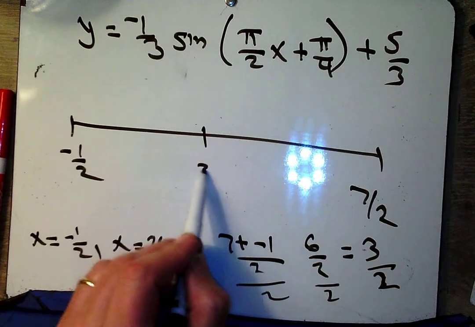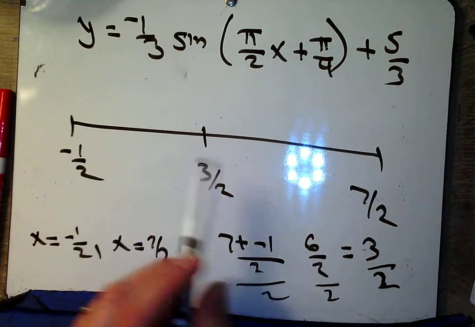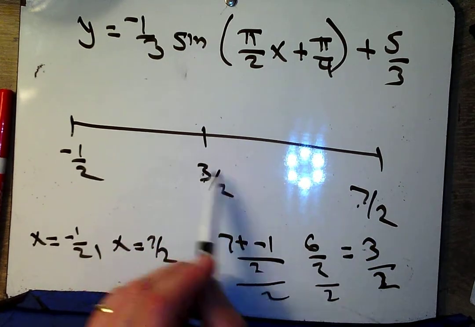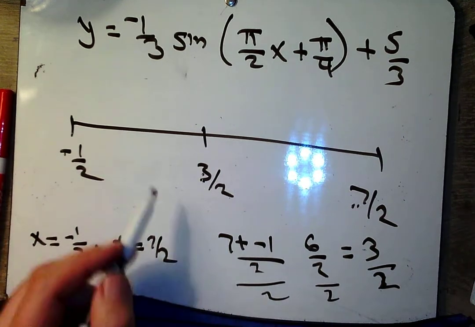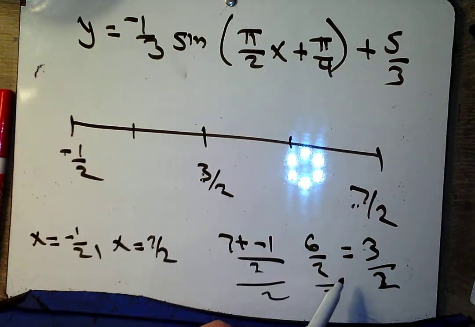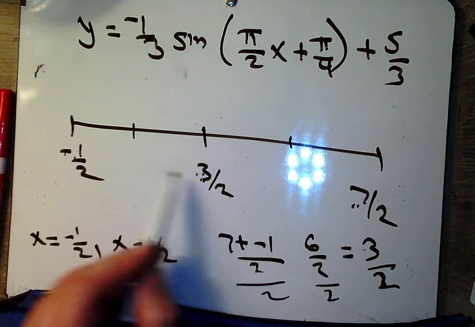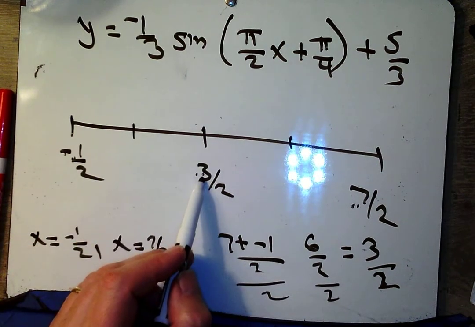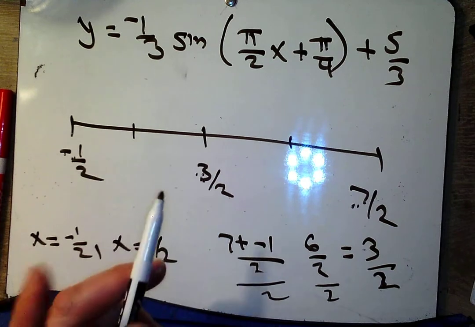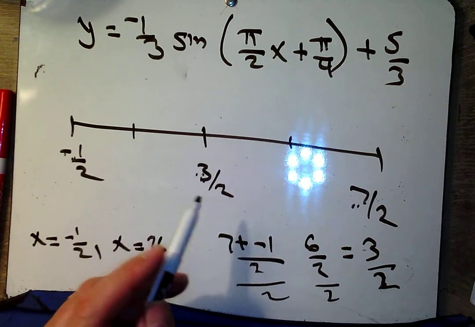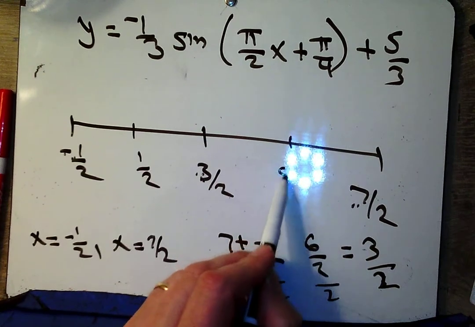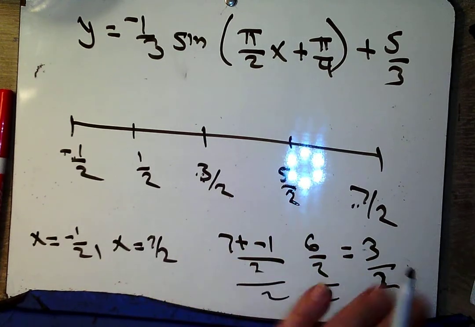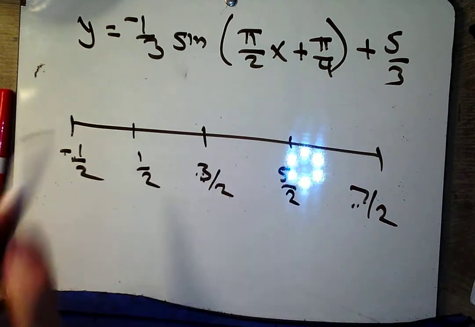So, midway, 3 halves. The distance from here to here, from 3 to 7, is 4. From negative 1 to 3 is also 4. So, what's the quarter point going to be? Well, if I add these together, I'm going to get 2 halves, and I double the denominator. That's 2/4 or 1/2. And here we'll have 5 halves. Good.